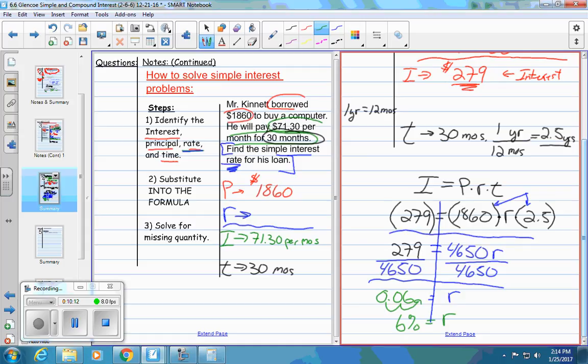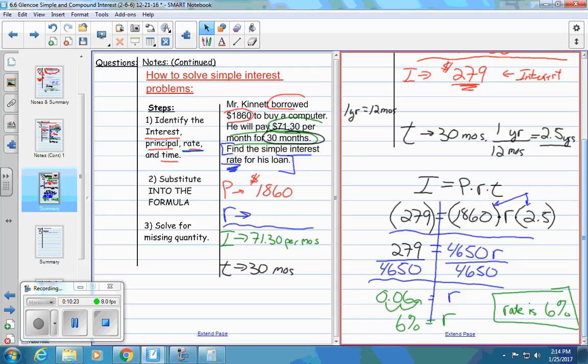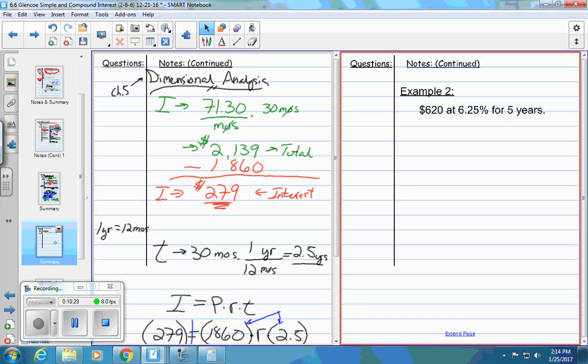That is the answer. The rate is 6% interest. That's how much I have to pay more than my principal since I'm borrowing money from a bank. And this is really important to understand because this is how banks get money from you. All right, I'm going to have you copy that down. So pause here and copy that down.